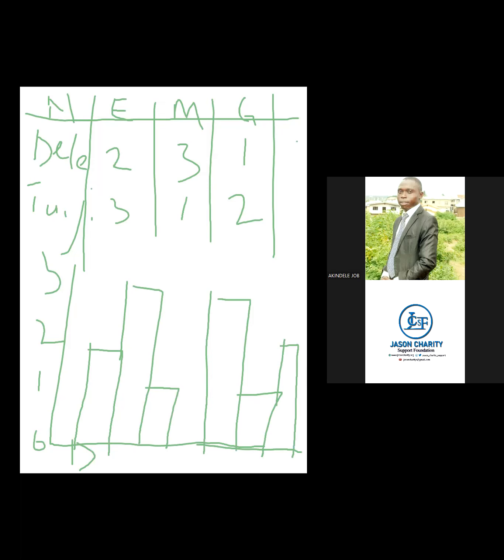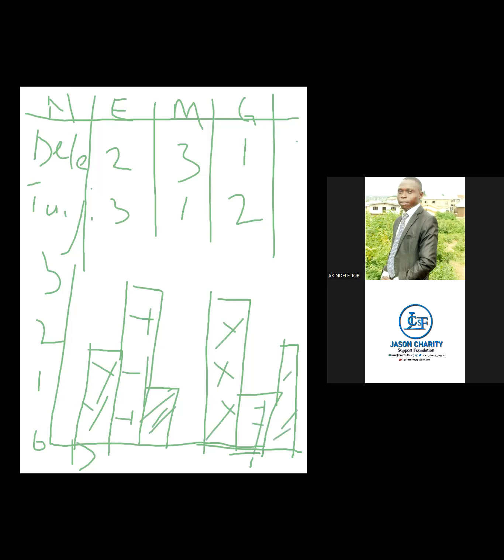So this represents 2G. Now, here you have to also represent it with different signs. Let's say this is the sign. You use this one for math. You use this one. So this represents economics.